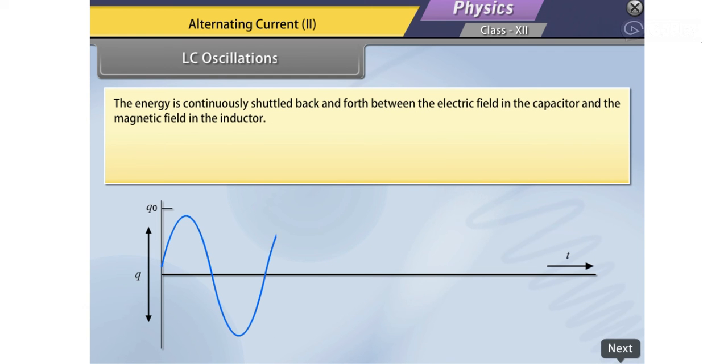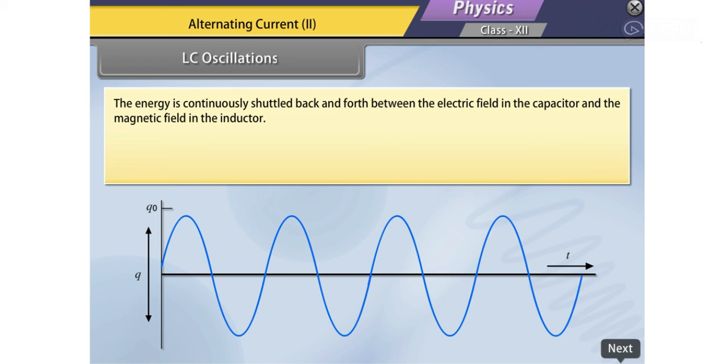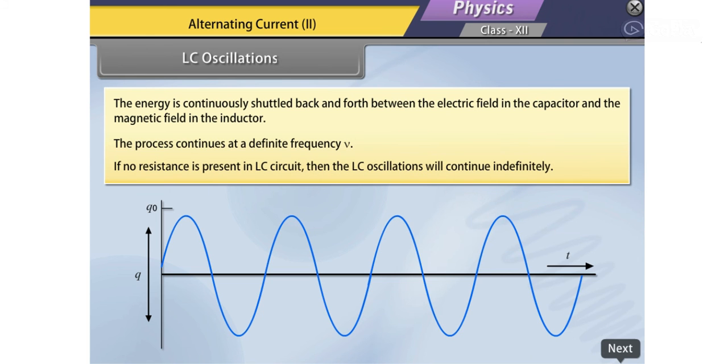The energy is continuously shuttled back and forth between the electric field in the capacitor and the magnetic field in the inductor. The process continues at a definite frequency V. If no resistance is present in LC circuit, then the LC oscillations will continue indefinitely.